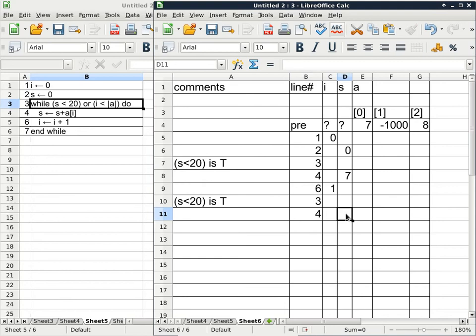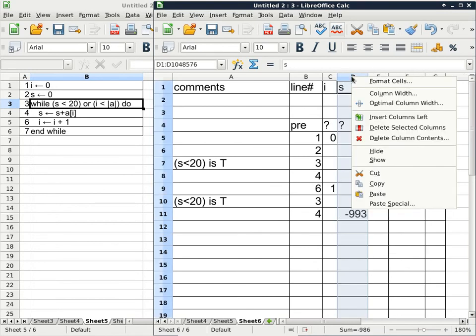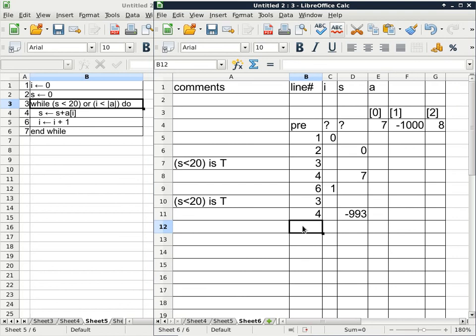This time I'm adding negative 1,000 to 7, so that makes it negative 993. Oh, I have to put the number here first. Change the width of the column. And then we move on to line 6 again. We add 1 to I, and then we go to line 3 again. Same thing. Line 4. We're adding 8 to negative 993, so that will make it negative 985.